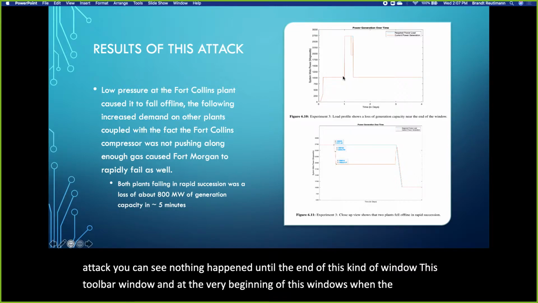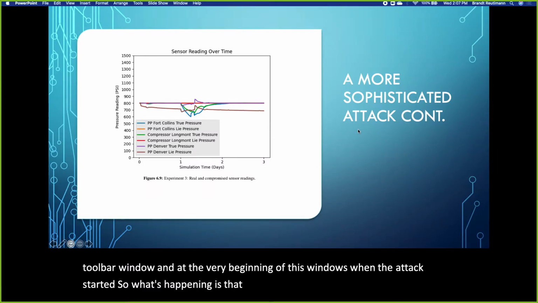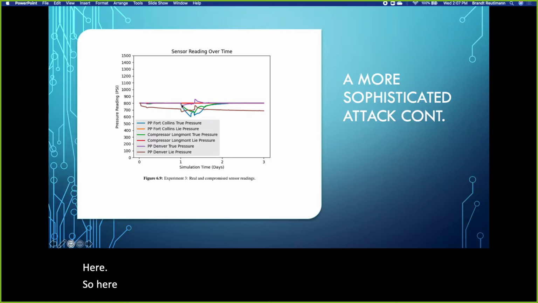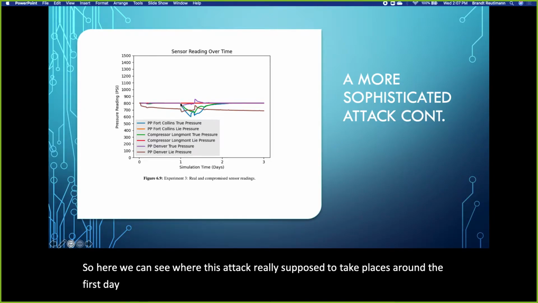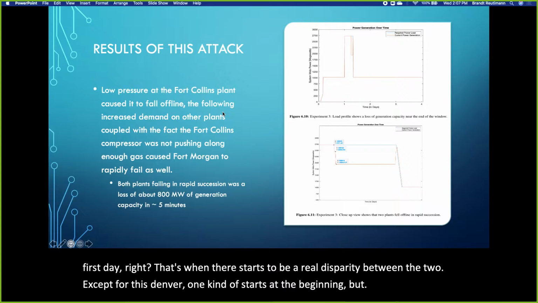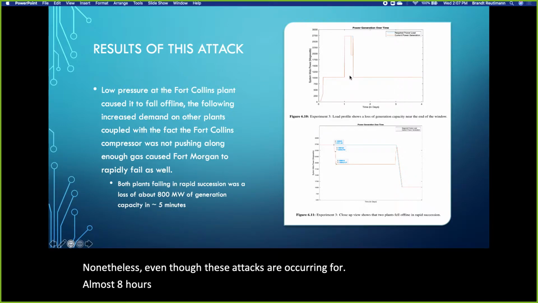So what's happening is that these sensors are being lied about, like here. Here we can see where this attack really starts to take place is around the first day, right? That's when there starts to be a real disparity between the two, except for this Denver one, which starts at the beginning. But nonetheless, even though these attacks are occurring for almost 8 hours, nothing happens until the very end of this window.